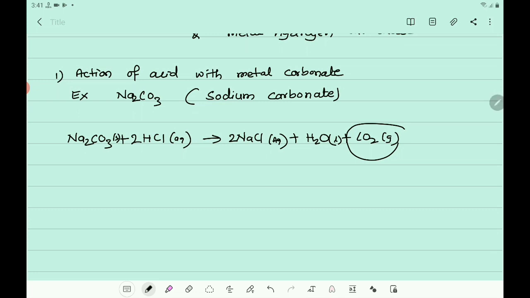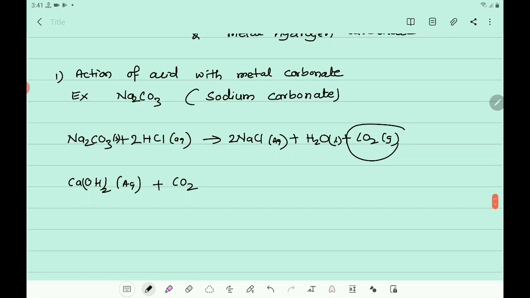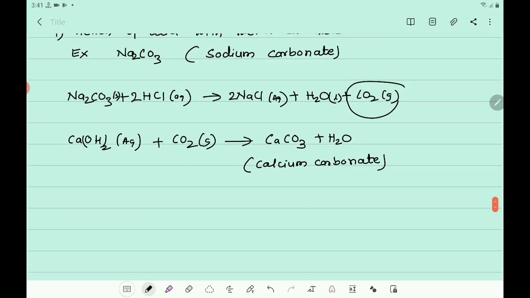So take Ca(OH)2, that is the aqueous solution, plus CO2. It is a gas which is produced here. So what are you going to get? Calcium carbonate. Calcium carbonate plus H2O. So this is calcium carbonate.